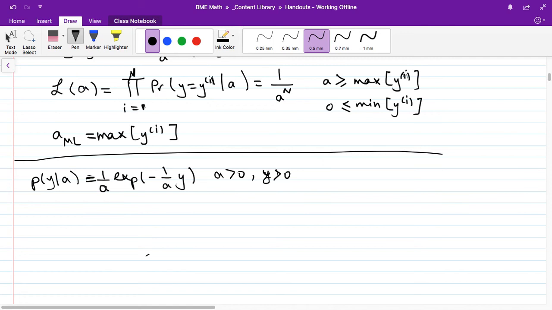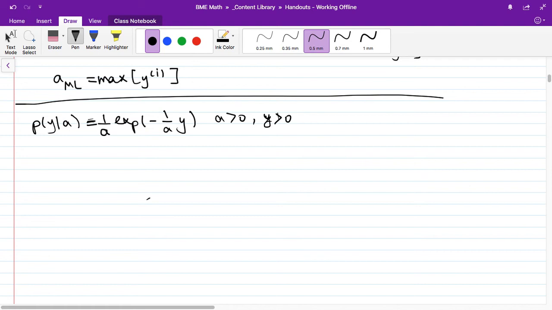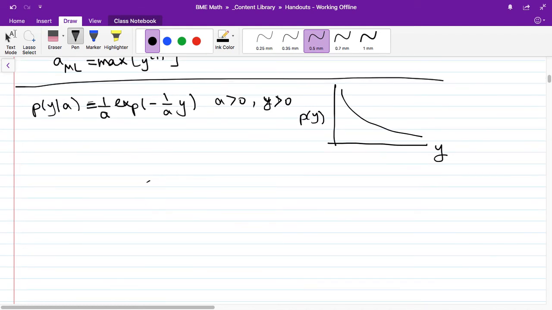All right. So we've been considering the case where we have some data that came from an exponential distribution. So here's our data, here's our probability. It's something like this. And we'd like to know this parameter a of this probability distribution.